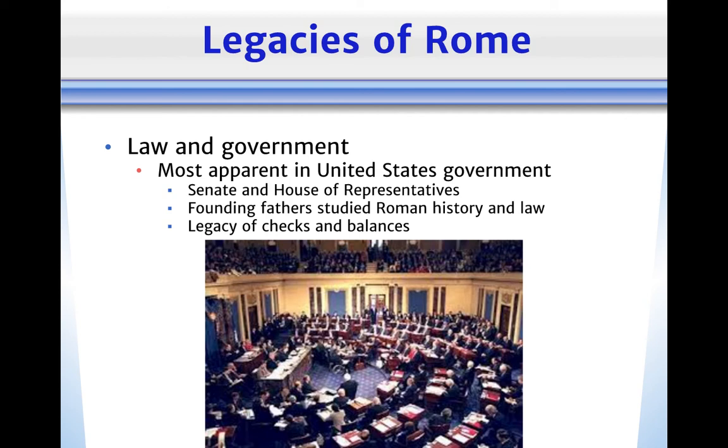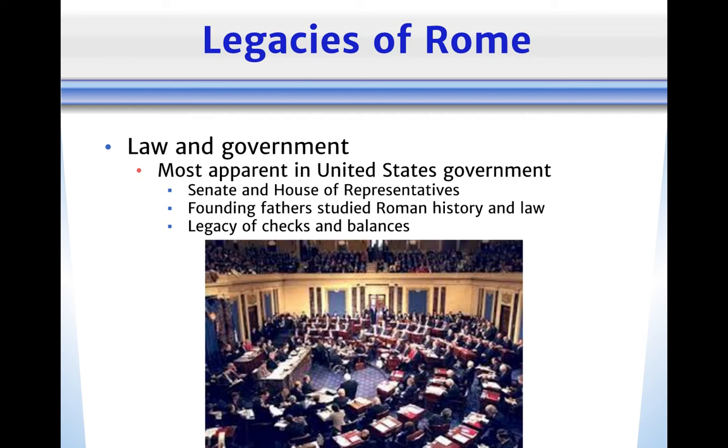It's also important for us to realize that the very people who wrote the Constitution, like James Madison, actually were very fluent in Roman history and law. So they consciously adopted the Roman model when they formed their government. And also, of course, like we were saying in some of the earlier videos, one of the other important features of the U.S. government, which comes directly from Rome, is checks and balances.